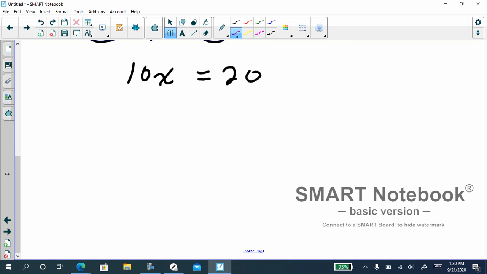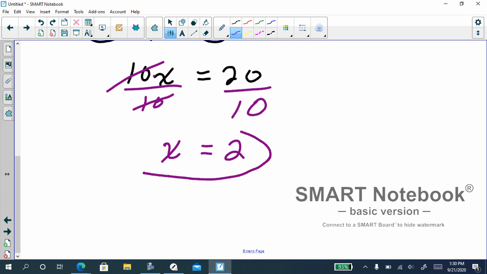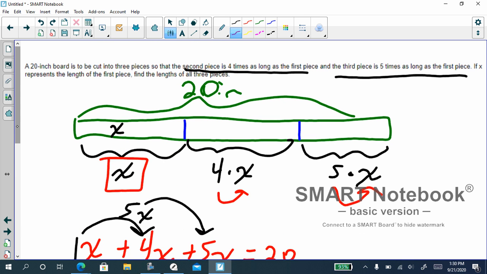Now to get the x by itself, the opposite of multiplying by 10 would be to divide by 10. So the 10's cancel. 20 divided by 10 is 2. And the units on that are inches. If we wanted to check that, the first board would be 2 inches. The second board would be 4 times as long, so 4 times 2 would be 8 inches. The last board is 5 times as long, so 5 times 2 would be 10 inches.